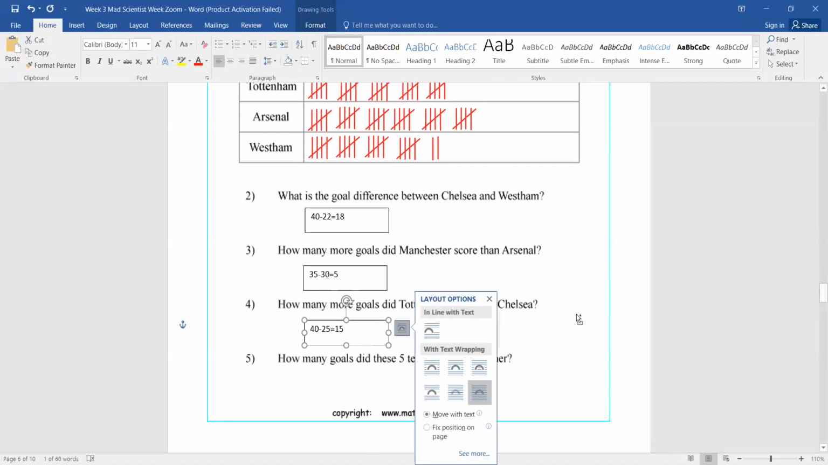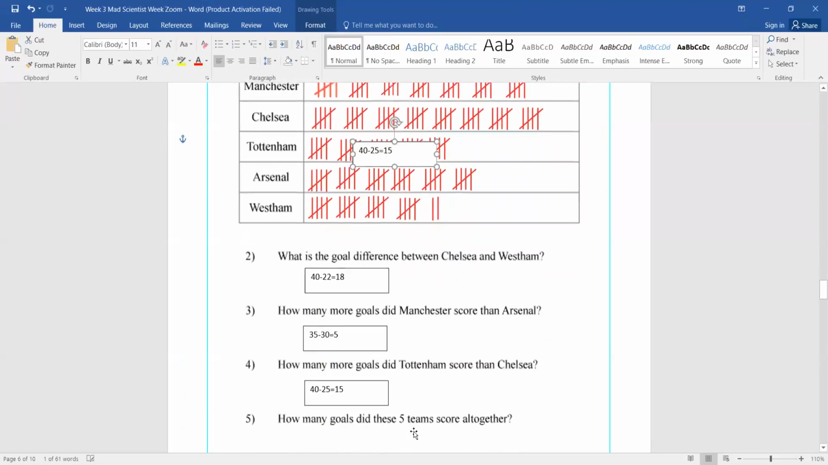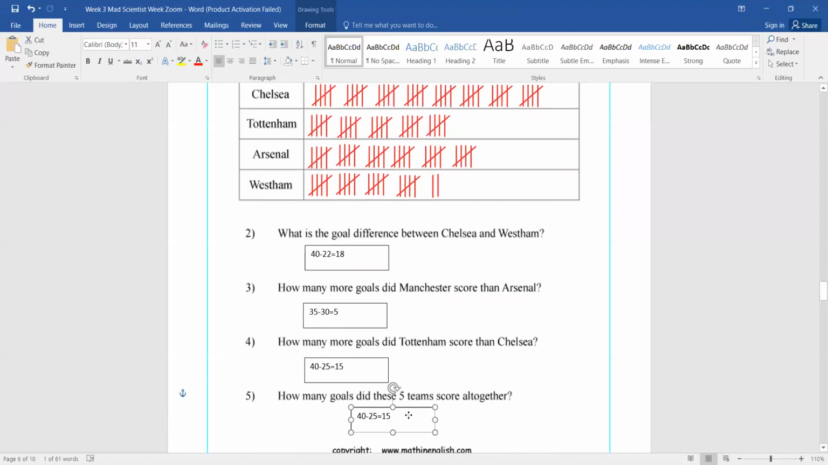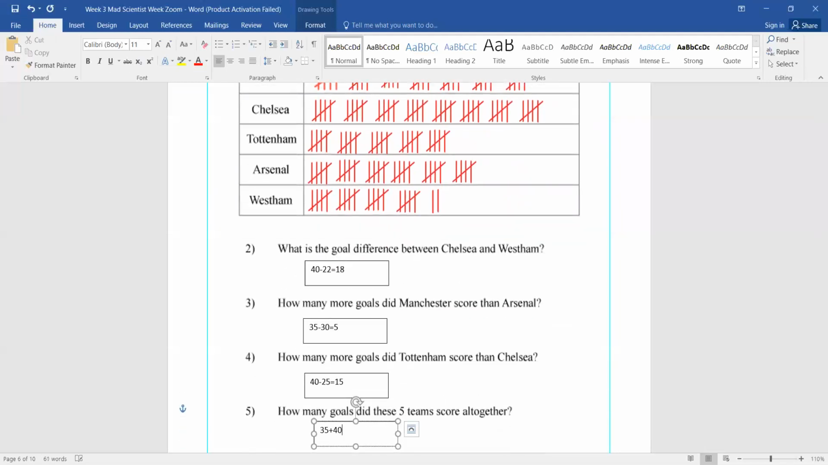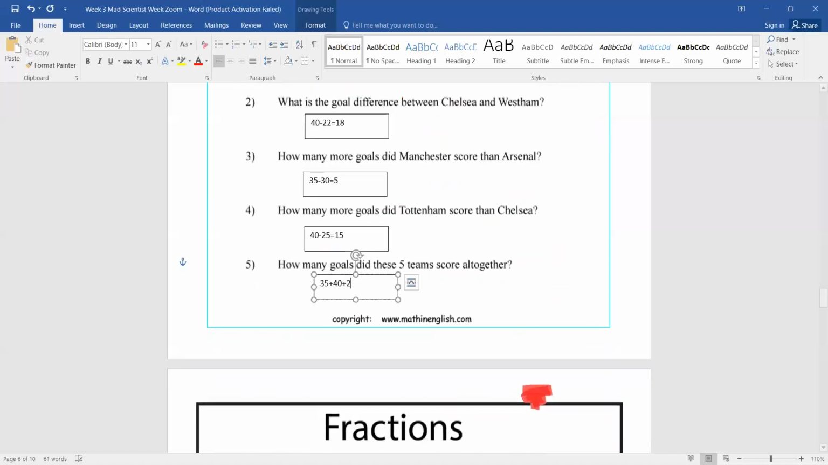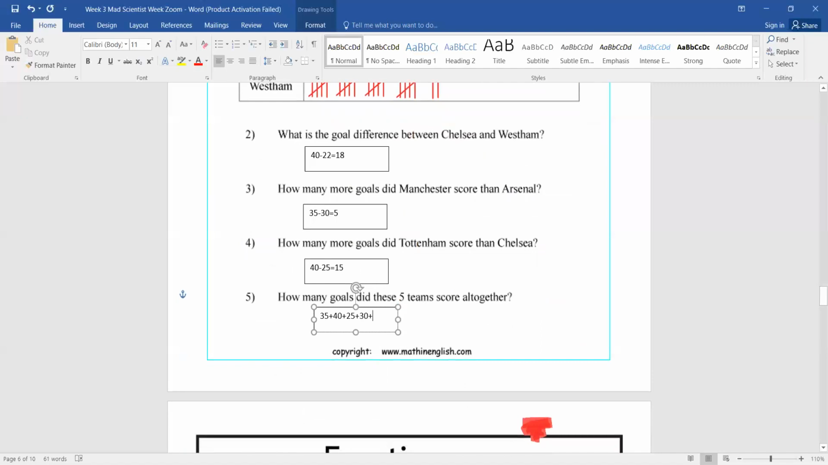Copy, paste, and move this one down too. And how many goals do they score all together? Okay, so this one, we're going to add 35 plus 40 plus 25 plus 30 plus one more number, 22, equals. So let's add up all the ones. So we have 5 plus 0 is 5, plus 5 is 10, plus 0 is 10, plus 2 is 12. So we have to carry the 1. 1 plus 3 is 4, 4 plus 4 is 8, 8 plus 2 is 10, 10 plus 3 is 13, 13 plus 2 is 15, so 152. All right, good job, guys.